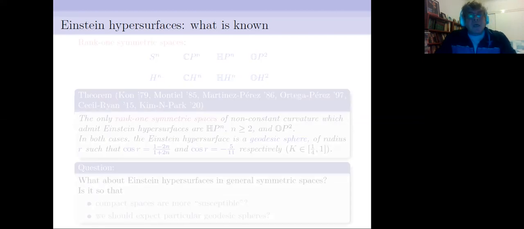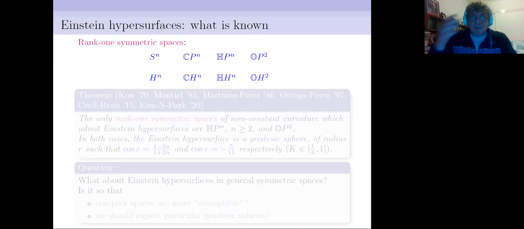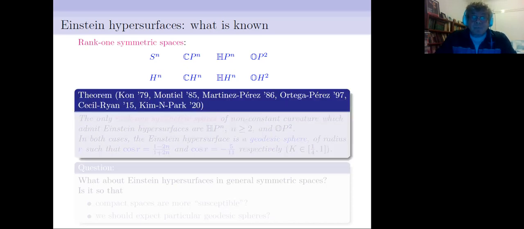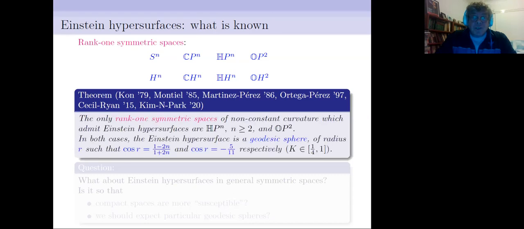And another question, this time we look at irreducible symmetric spaces. And of course, we start with rank 1 symmetric spaces. And here I have the list of those, at least of those which are simply connected. And we have this theorem to which I think 10 people contributed. Of course, there were like 6 separate publications, but still 10 people contributed to this complete classification. And now we know that indeed, as we might have expected from the very beginning, Einstein hypersurfaces are very rare.